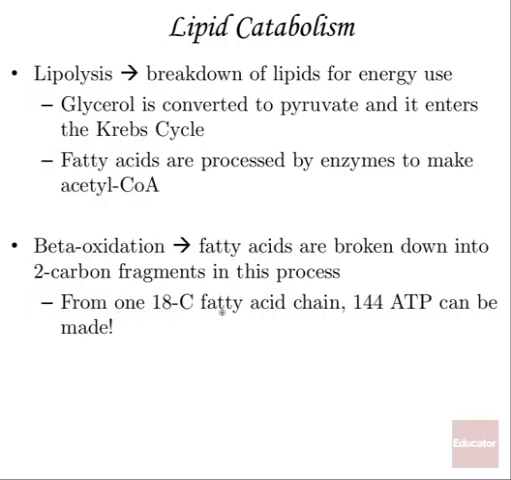From one 18 carbon fatty acid chain, you can actually get 144 ATP from just that one chain. That's more than from glucose. So you might wonder, well, then why doesn't our body just use fats way more than sugars if it's more efficient? Well, the speed at which breakdown of a sugar happens is way faster.